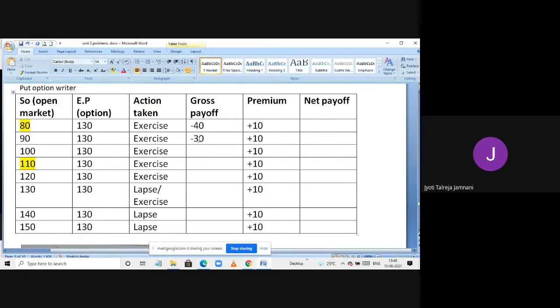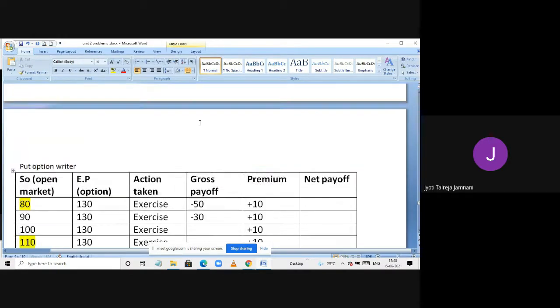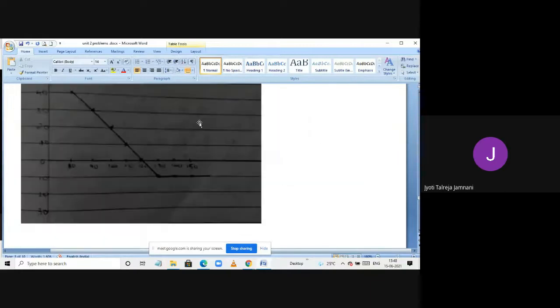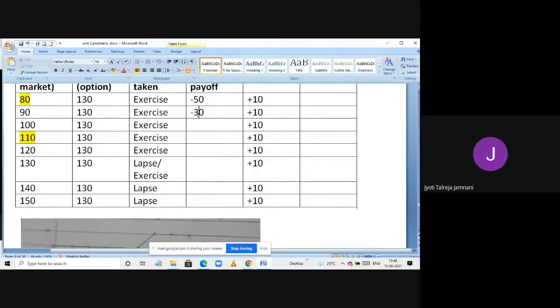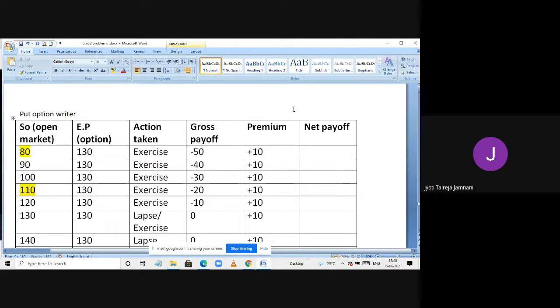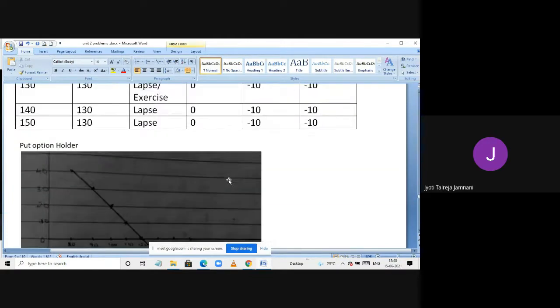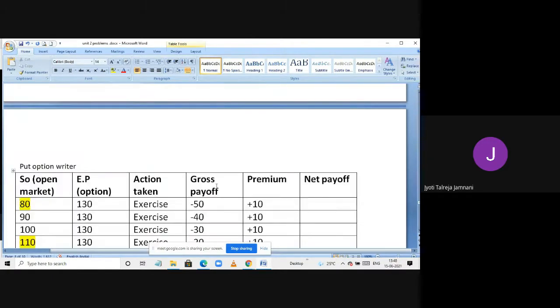100 minus 130. Just a second. 80 minus 130 is minus 50, right? Minus 50, minus 40, minus 30, minus 20, minus 10. Here it is 0 and these two options are lapsed, so it is 0, 0. So whatever you see here, plus 50 for the holder, the same is the loss for the writer.